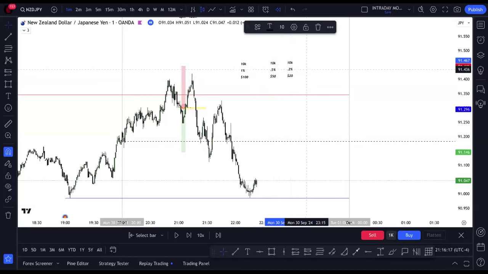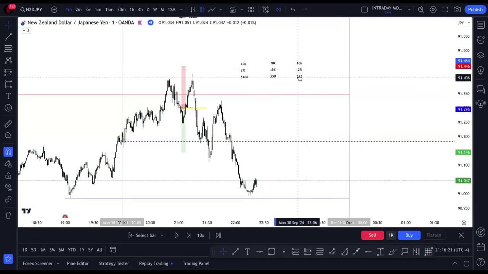Do what you want. Cut that in half. Take 2.5. Cut in half. That's how I play it, over and over. And if you lose, you mitigate.